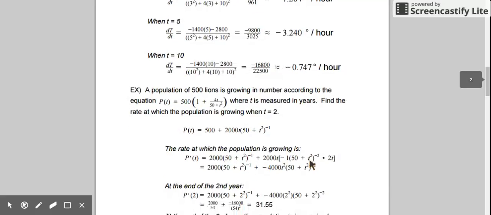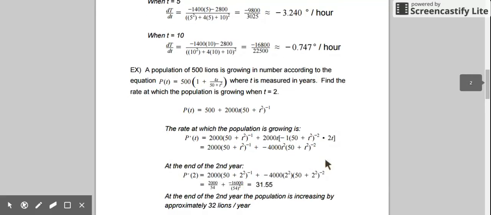Let's do another example with population. Population can increase or decrease. Let's talk about a population of 500 lions that's growing in number according to this function. And t is going to be used to measure time going by in years. So we can find the rate at which this population is changing or growing at the end of the 2nd year is what this is saying.